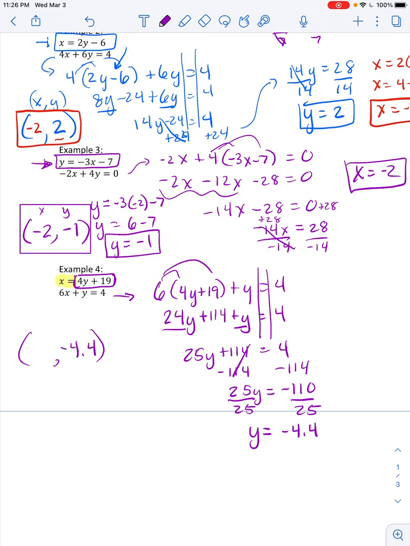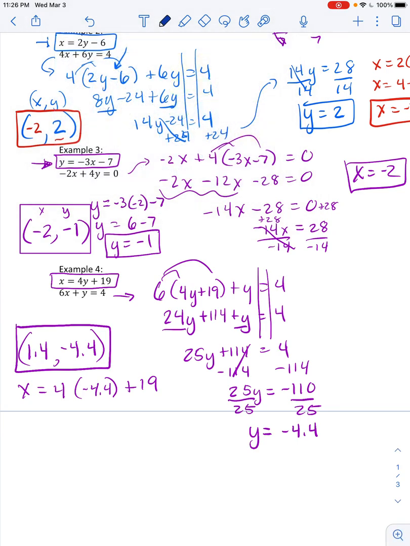Well, you find the x the same way. It's just you'll be plugging in a decimal. So I go back to my original problems and I look to see which one will be easier to plug in. And that is again going to be this top one. X is going to equal 4 times whatever I got for y plus 19. Well, I got negative 4.4. So if I take 4 times negative 4.4 and then add 19, I'm going to end up with a positive 1.4.